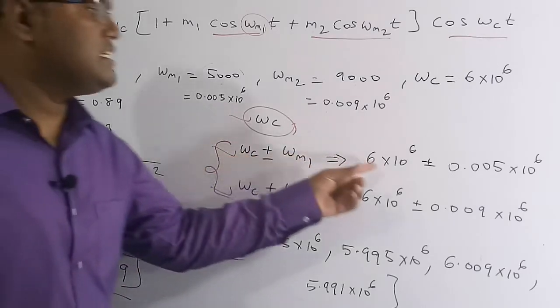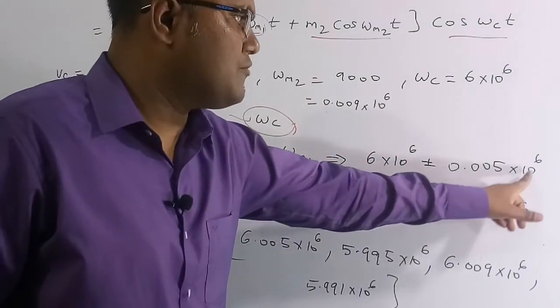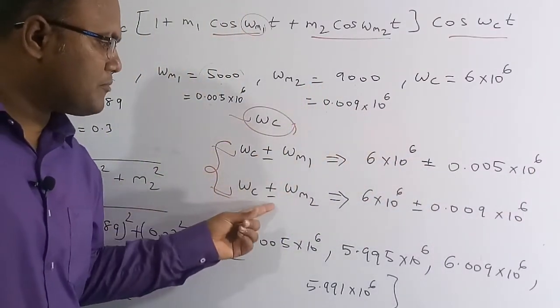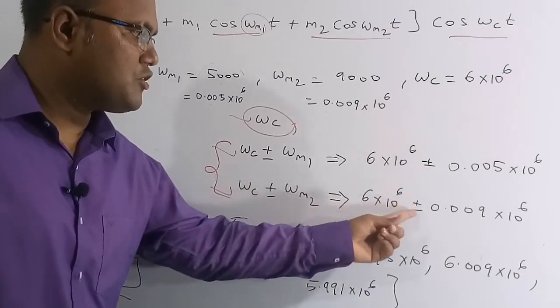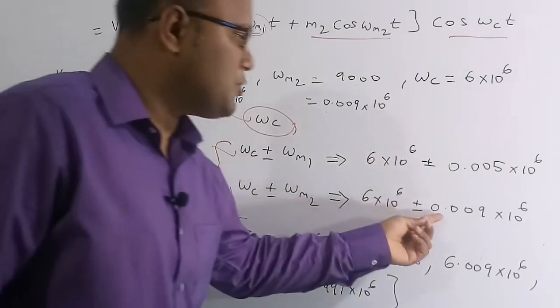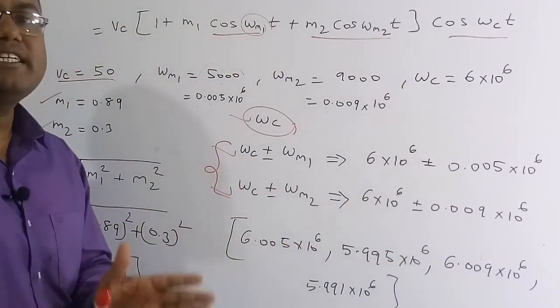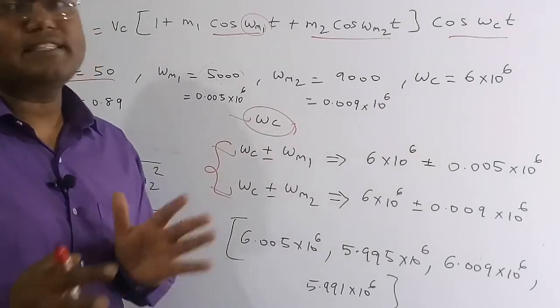So omega c is 6 into 10 to the power of 6 and omega m1 is nothing but 0.05 into 10 to the power of 6. We need to do the plus and minus. Similarly omega c plus or minus omega m2, where omega c is 6 into 10 to the power of 6 and omega m2 is 0.09 into 10 to the power of 6. These are the frequencies present in the sideband, and in the question they have asked only for the sideband.